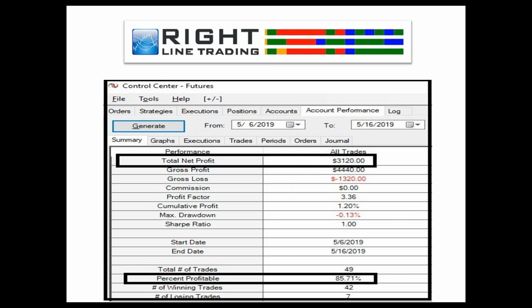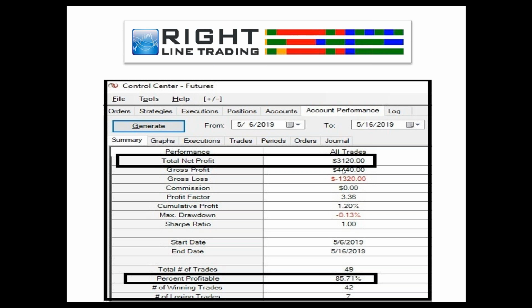Now, here's our profit so far this month. We made $3,120. This is right off my dome. I mean, you can't fudge this number. We don't use Adobe Photoshop here to change these numbers. We've taken 49 trades, 42 winners, 7 losers. 85% of our trades are winners. You can trade with an 85% win percentage, you're going to make a ton of money.